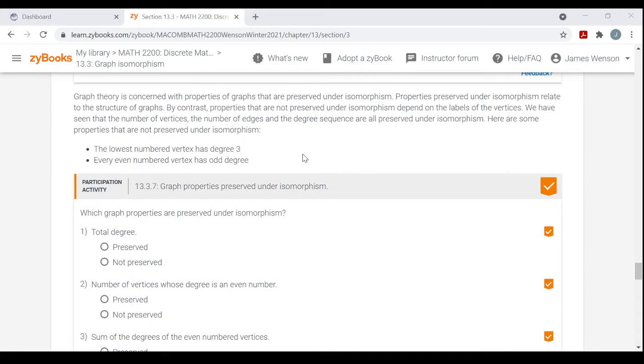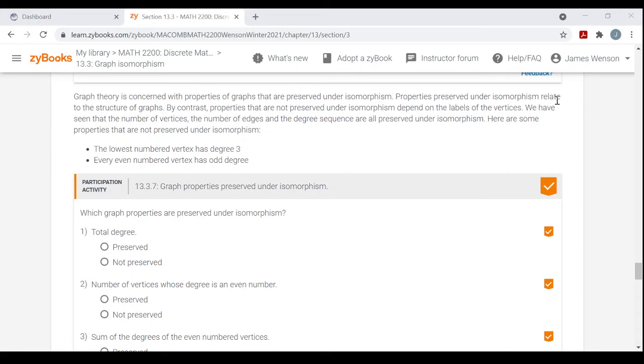There are lots of other crazy things that get preserved under isomorphism. Not just these degrees and cycles. All right. But this is the extent of our course here for this section anyway.